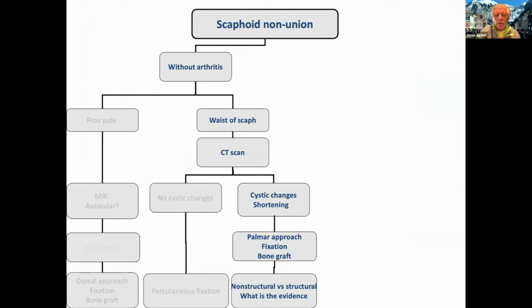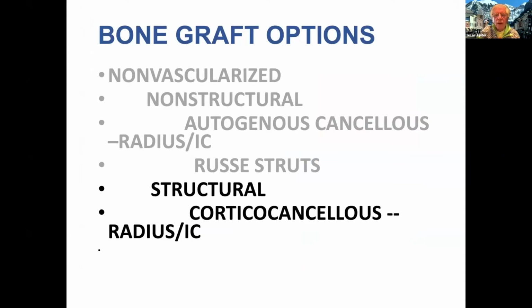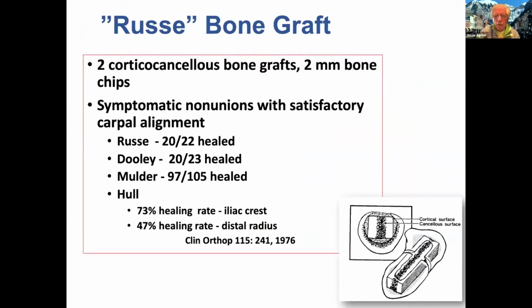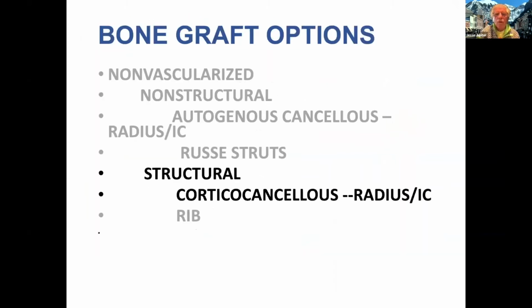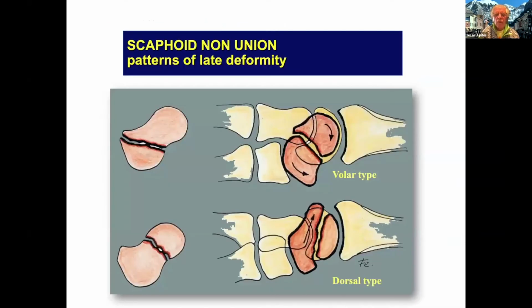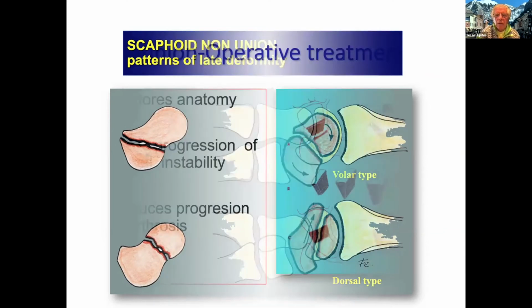Once you start getting cystic changes and a humpback deformity, then we start to find the role of corticocancellous bone and a volar approach, whether using struts of either distal radius or iliac crest, so-called Russe graft, or a wedge graft taken from the distal radius, will achieve this reasonably well. Realize that in these deformed non-unions, they may be, as described by Stephen Viegas, a volar type or a dorsal type. So it may be different, and that's why CT, as Dr. Blazer said, is critical in analyzing these.